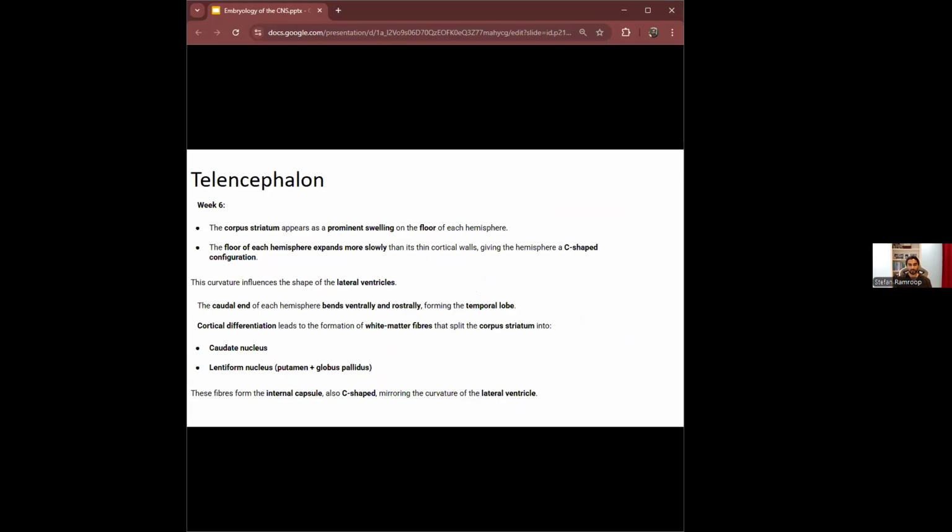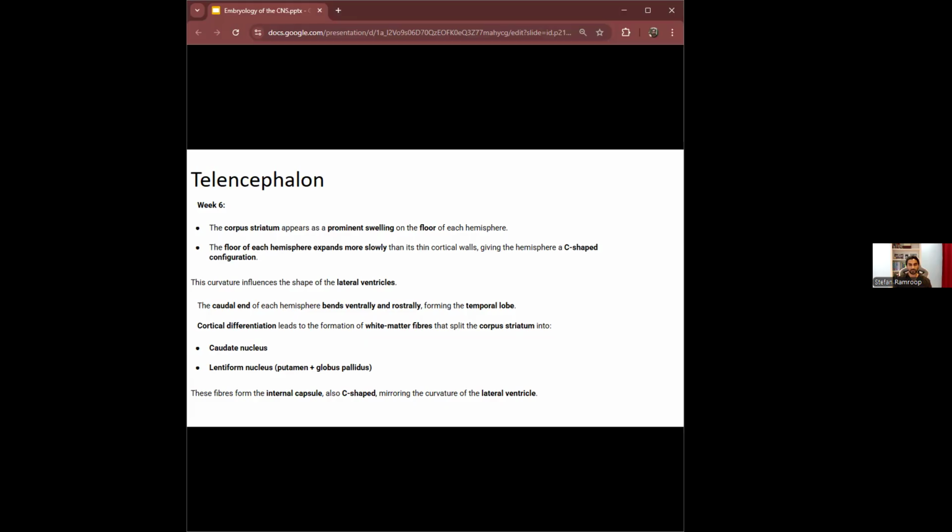By about week 6, a prominent swelling called the corpus striatum appears on the floor of each hemisphere. Because the hemispheric floor expands slower than its thin cortical walls, each hemisphere is going to adopt a C-shaped configuration, which also defines the curve of the lateral ventricles. The caudal end then bends ventrally and rostrally to form the temporal lobes.